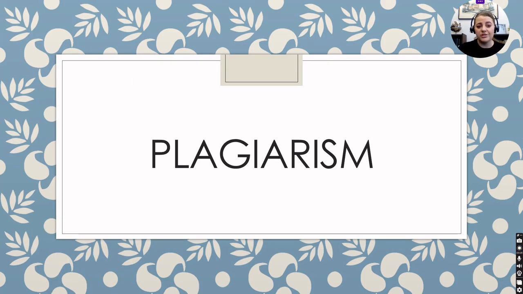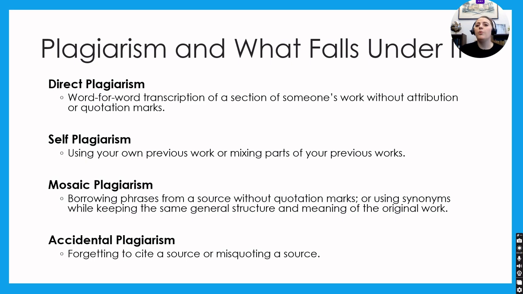So what is plagiarism, and what falls under it? There are really 4 major areas of plagiarism. First is direct plagiarism, the one we think of most often. It's a word-for-word transcription of someone's work without attribution or quotation marks. It's basically copying and pasting into your own paper without giving anyone any credit. That's the most severe version of plagiarism and the one we tend to think of.